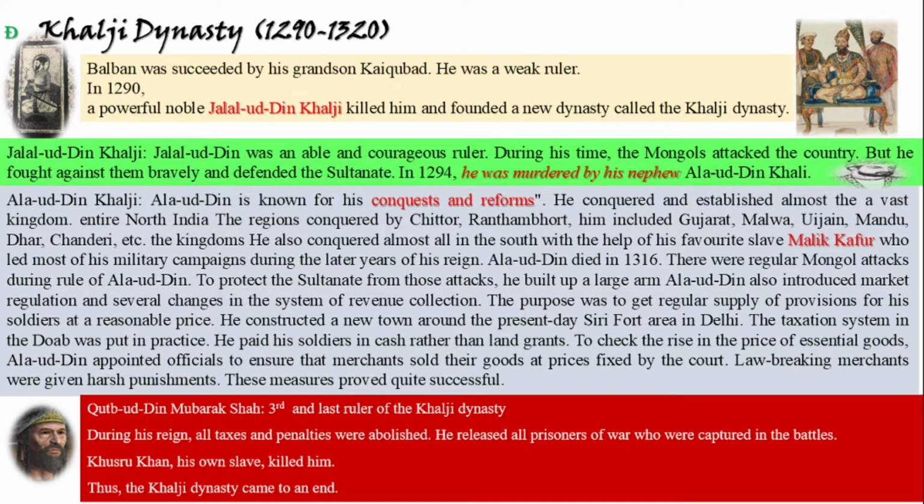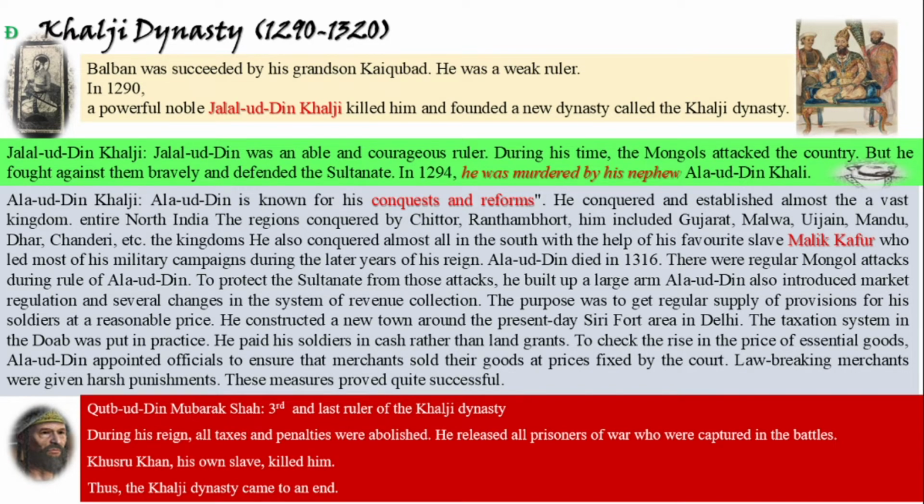He was murdered by his nephew Alauddin Khalji, and Alauddin Khalji is known for his conquests and reforms. He established different kingdoms in the entire north, and even some kingdoms near the south, with the help of his favorite slave Malik Kafur, who led most of the military campaigns during the last years of his reign.